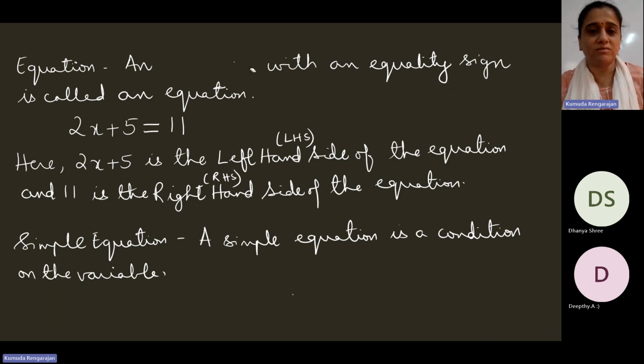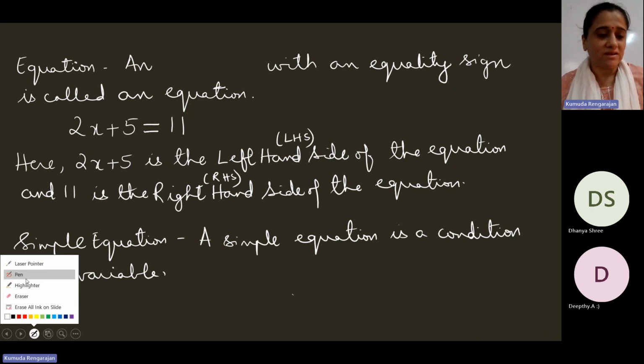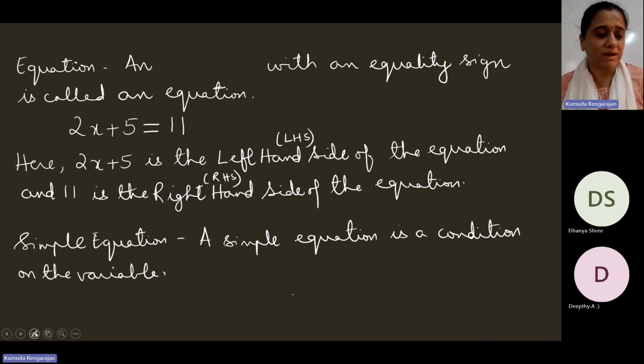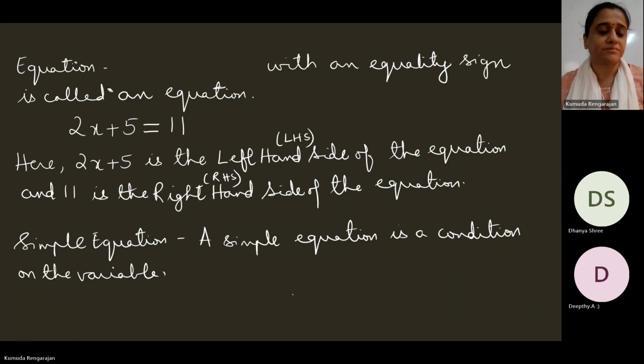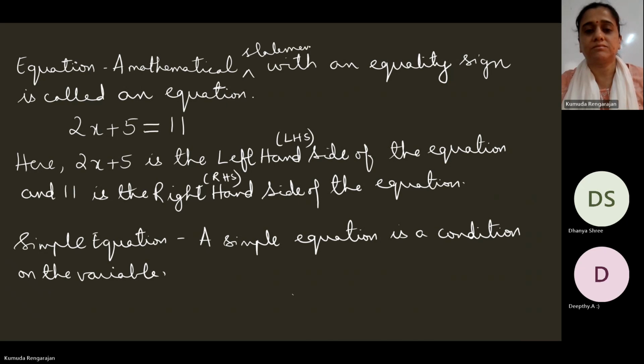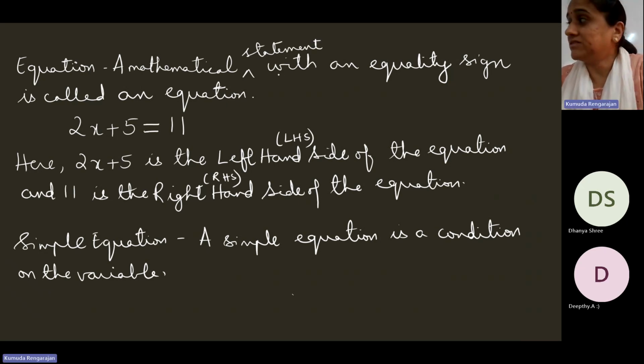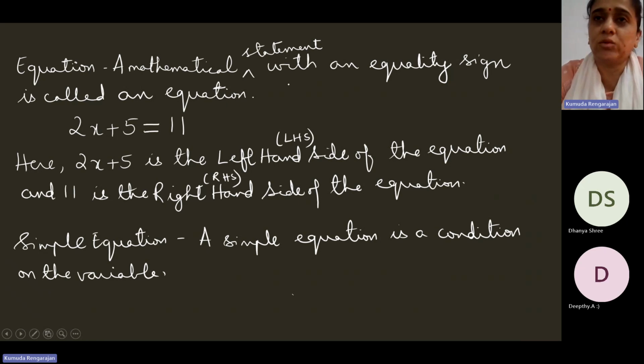Oh, not expression, sorry, by mistake. Statement. A mathematical statement. I've written expression by mistake, change that to statement. And more specifically, we'll say a mathematical statement, not an English statement. All right. So just write this, a mathematical statement. So a mathematical statement with an equality sign is called an equation.